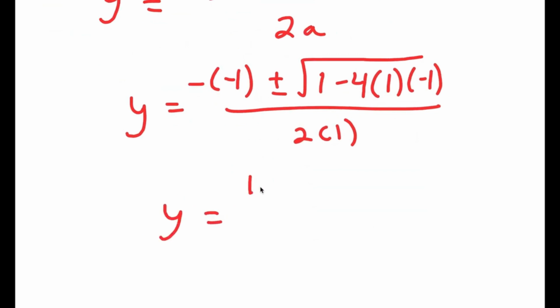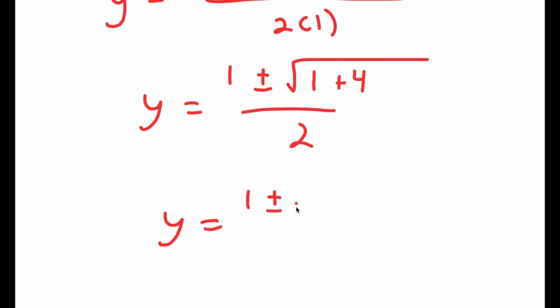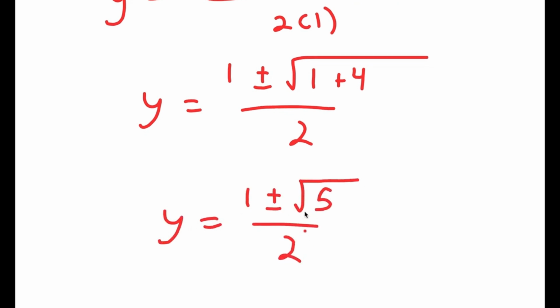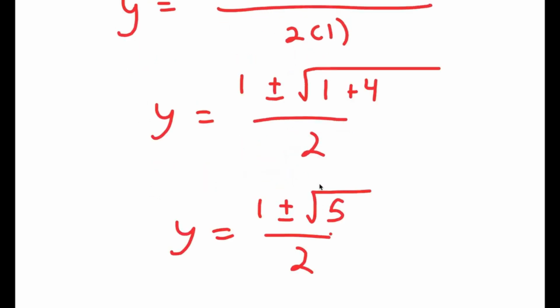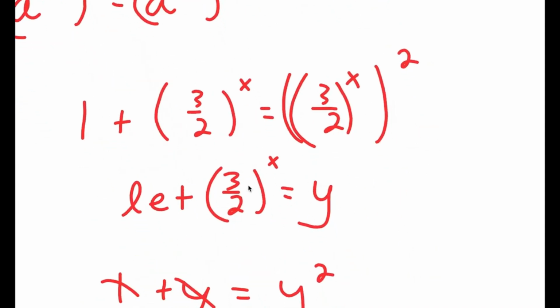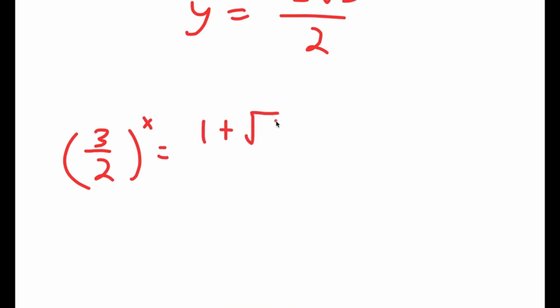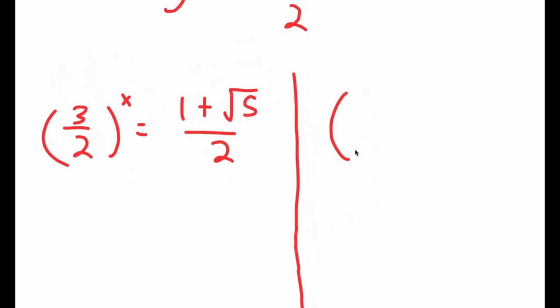Now this is equal to positive 1 plus or minus square root of 1 plus 4 over 2, which is equal to 1 plus or minus the square root of 5 over 2. So y is equal to 1 plus or minus the square root of 5 over 2. However, we're not done yet because we're not solving for y, we're solving for x. And remember how we let 3 over 2 to the power of x equal to y. So this gives me two equations. I have 3 over 2 to the power of x is equal to 1 plus the square root of 5 over 2, as well as 3 over 2 to the power of x is equal to 1 minus the square root of 5 over 2.